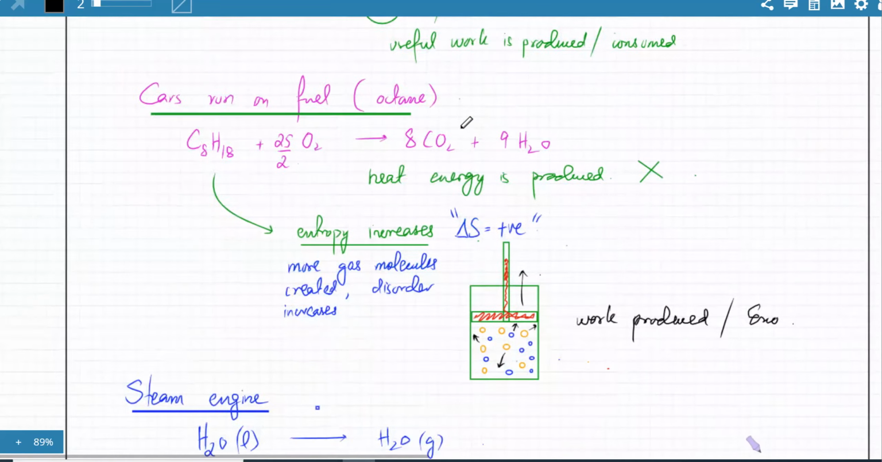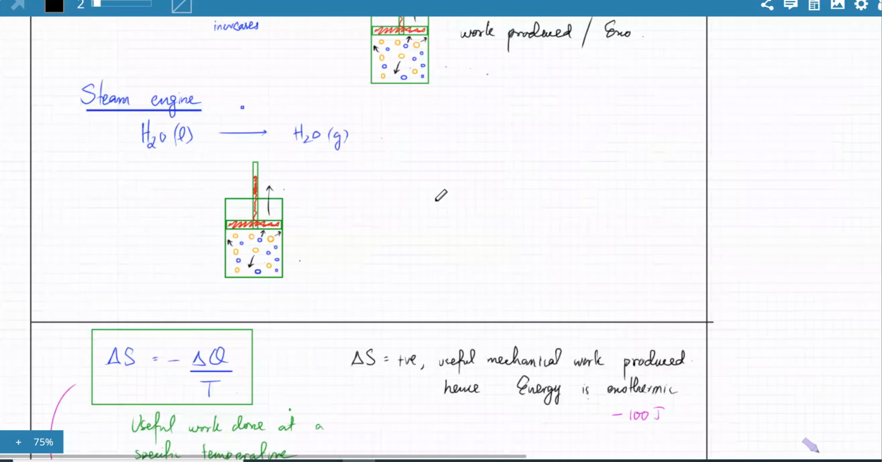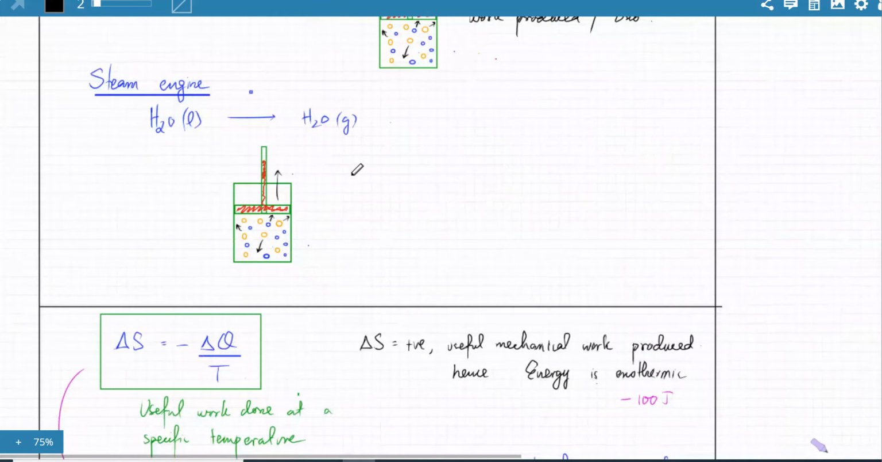And I gave you an example of how cars run. I told you that cars don't run on the heat that is produced when octane or petrol burns, which is completely useless. Cars run because when an octane molecule burns, all of a sudden it produces a lot of gas molecules, and those gas molecules, there's a lot of disorder created, and which is why they're going to produce work. And I showed you the example of how steam engines work. I mean, that's an endothermic process, unlike burning petrol, but the concept is the same. There's a large increase in disorder, and so delta S is positive. We like delta S positive.